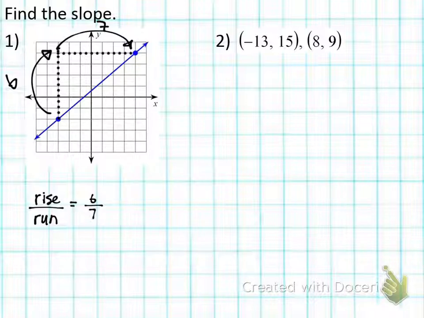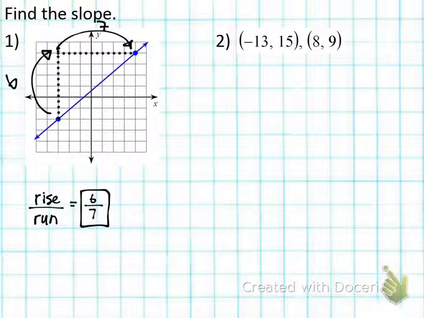Questions on number 1. Okay. Number 2. Sometimes we don't get the graph. Sometimes we have to actually calculate it out. So these are 2 points. It's not a graph, so we're not good at graph, but we have to figure it out mathematically. So we have to use a formula.